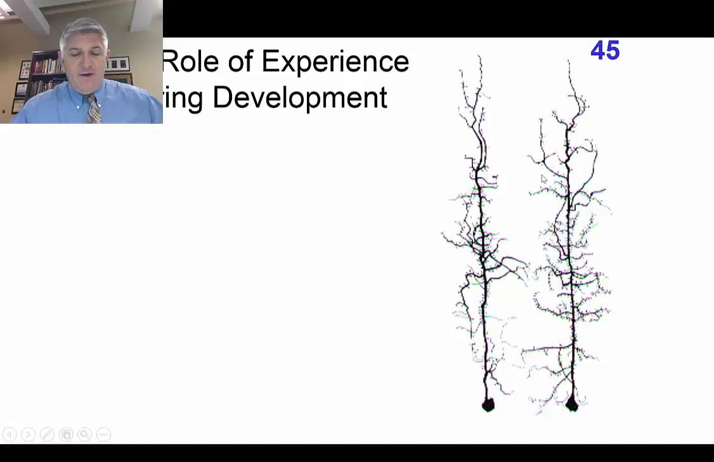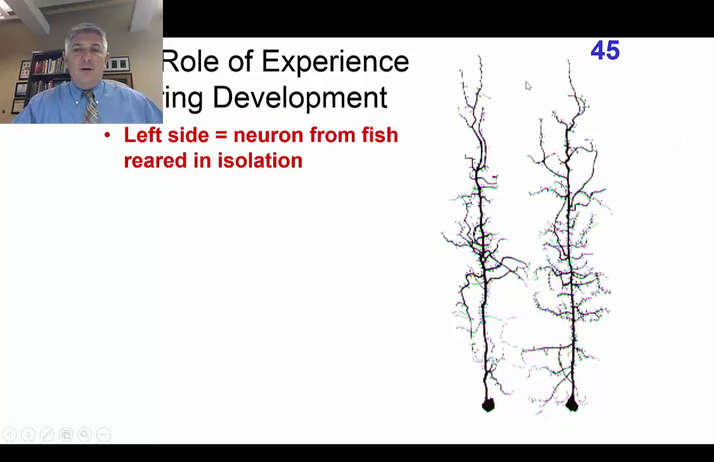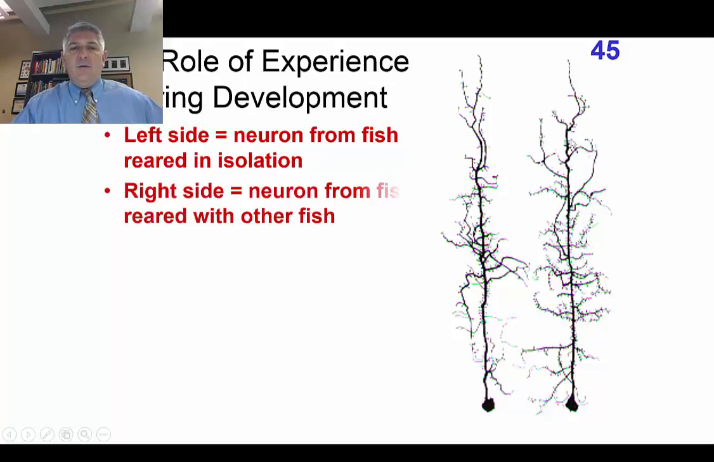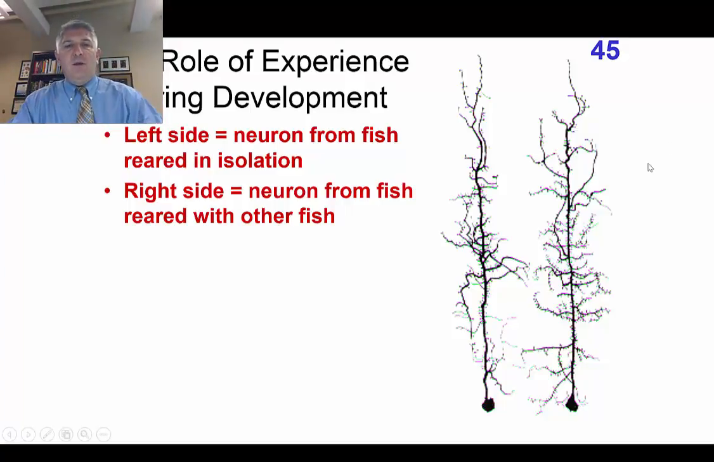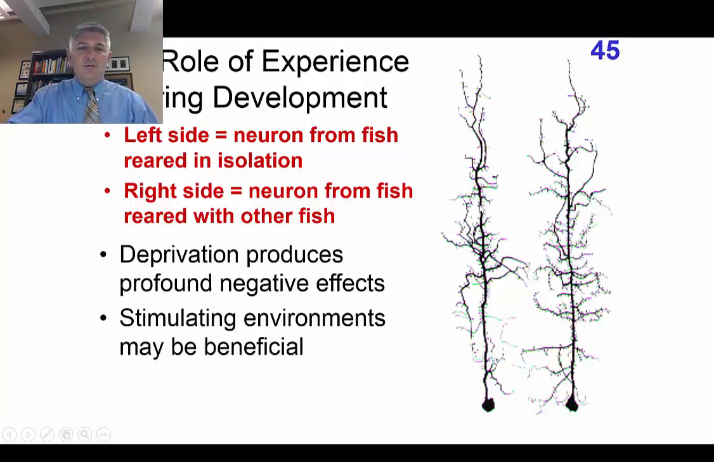All right, and finally, the role of experience. So we've talked about how experience can drive genetic expression, and experience drives development, synaptic connectivity in particular. And so here on the left side, we have a neuron from a fish that was raised in a tank by itself. Here on the right we have a neuron from a fish that was reared with other fish. And just being in the presence of other fish is a more enriching environment. In fact, being in isolation is a deprived environment. And we see the effect on the synaptic connections. Many more dendrites, many more little synapses all along this neuron than the one raised by itself.